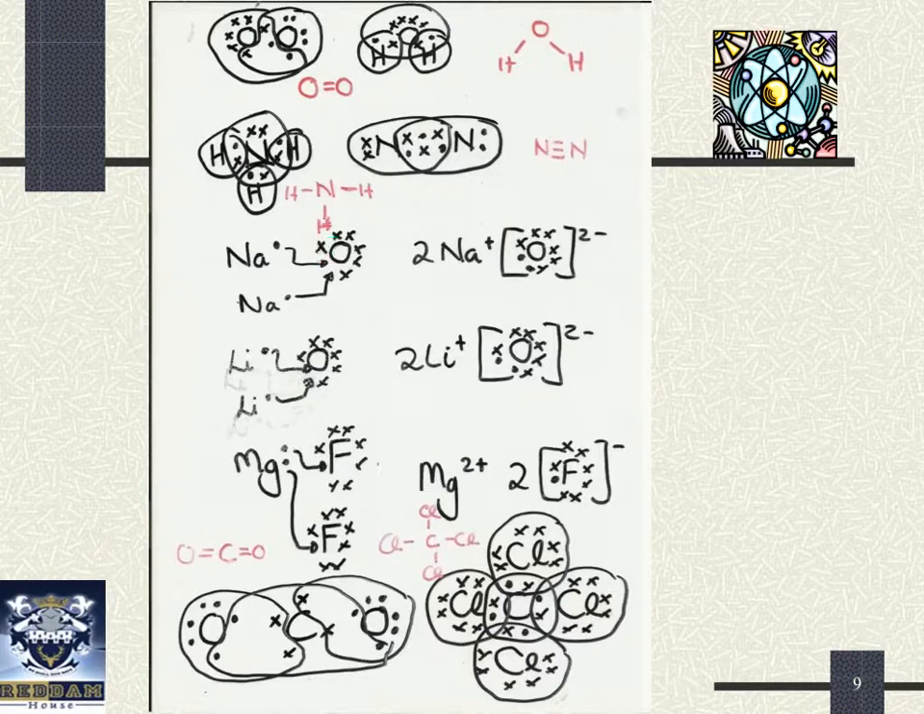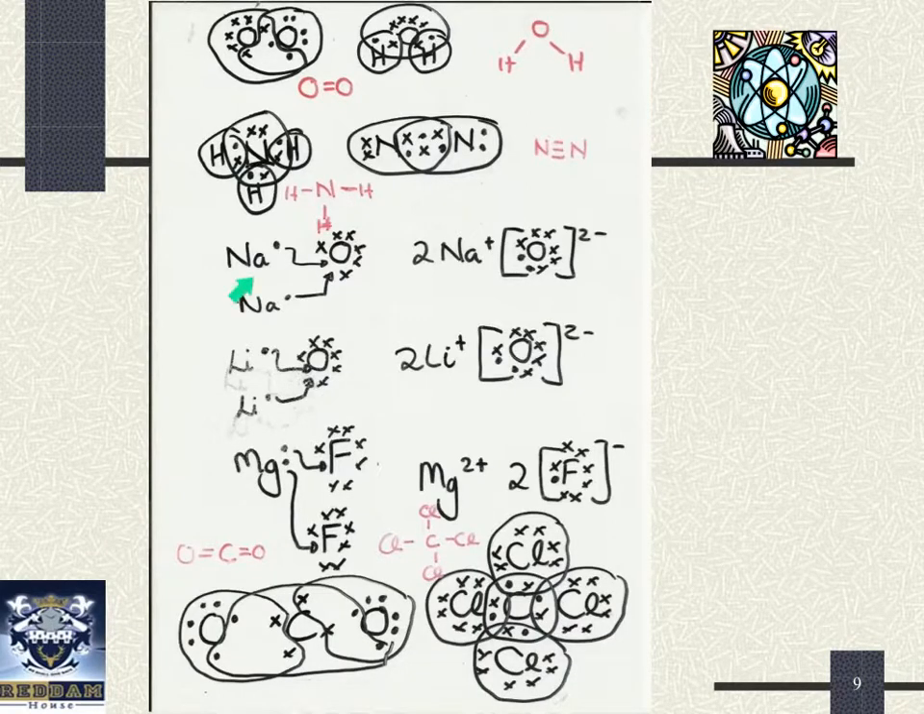and I get NH3. Nitrogen shares 3 electrons with another nitrogen, and again, this is recapping last year. It shouldn't be a big surprise. Remember, oxygen and hydrogen were nonmetals, sharing. Nitrogen and hydrogen, nonmetals, sharing. Oxygen and oxygen, nonmetals, sharing. Nitrogen and nitrogen is sharing again, 2 nonmetals.